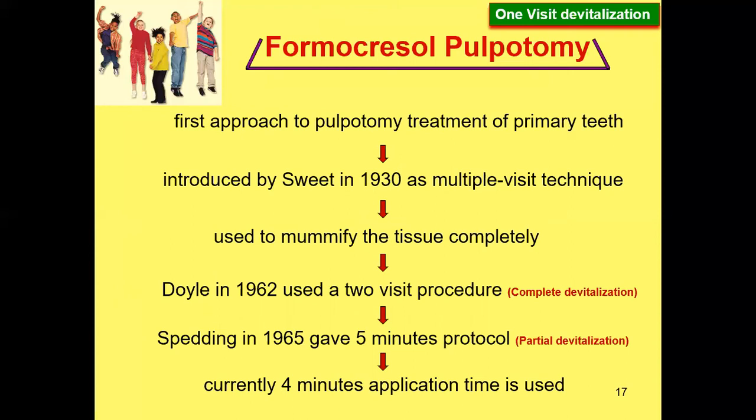Then Doyle in 1962 used a two visit procedure, where complete devitalization was used. Then Spedding in 1965 gave a 5-minute protocol, where partial devitalization was introduced, and currently it has been said that a 4-minute application of Formocresol on the pulp is more than sufficient.